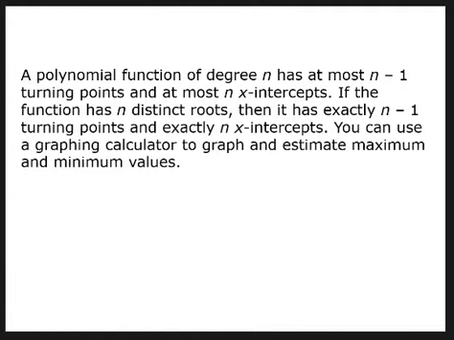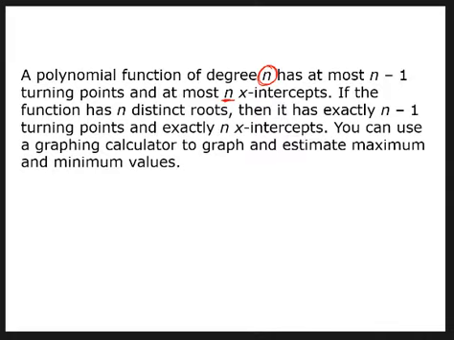A polynomial function of degree n has at most n minus 1 turning points and at most n x-intercepts. Now that's what we talked about with the fundamental theorem of algebra. Think about it this way: if I start with a degree of 4, that would make n 4. That means I can have at most n minus 1, so 4 minus 1 giving me 3 turning points, and at most n x-intercepts, or basically n roots. So in this case, I can have at most 4 roots.